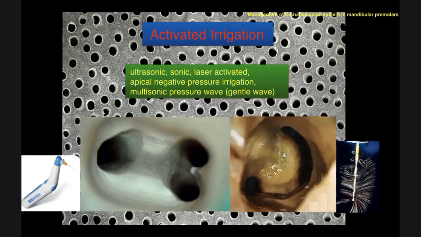And also, for the root canal irrigation, we need to do the activation with ultrasonic, sonic, and laser, and also apical negative pressure irrigation.